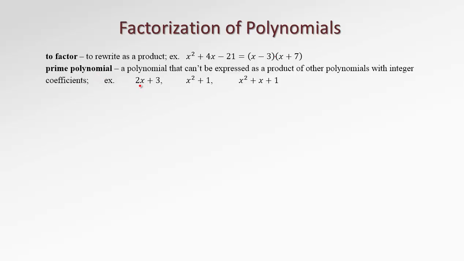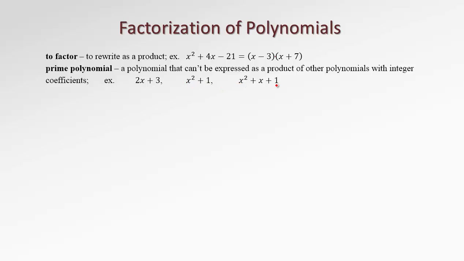For example, 2x plus 3, this is already a linear polynomial, so it can't be broken down into lower ones. Also, the coefficients do not have common factors, so there's nothing we can do about this one. Such a polynomial is called prime. So a prime polynomial can't be factored. Another example, sum of squares, x squared plus 1. Sum of squares is not factorable.